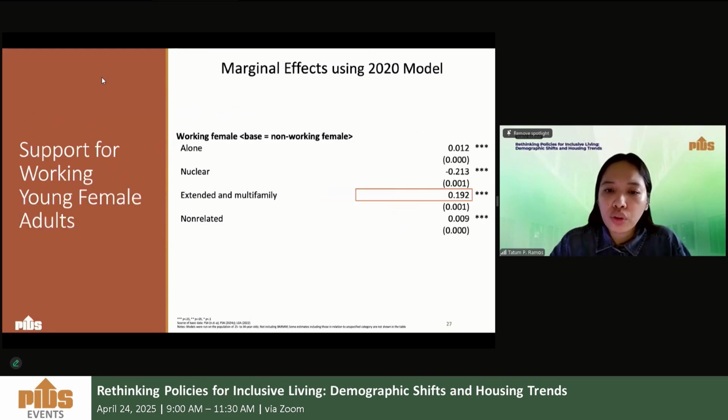So compared to non-working females, they have a higher probability of being in an extended and multifamily household by around 19.2 percentage points. So it's also possible that other household members are staying at home to provide support for these working young female adults, and actually taking on the responsibilities that may have once been associated with the females in the household. Next slide, please.